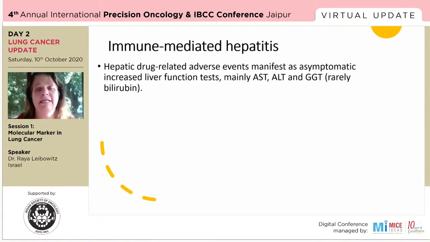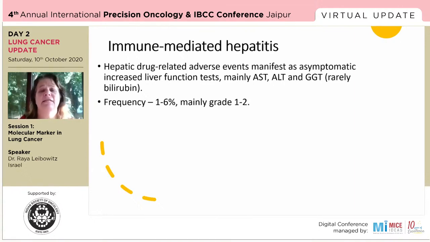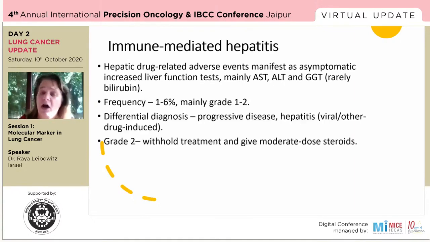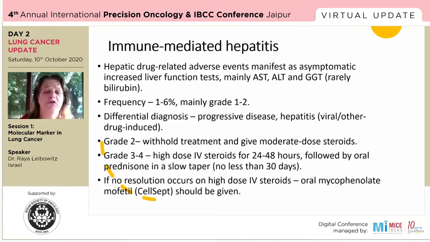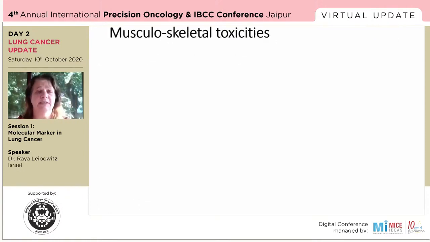Moving forward to hepatitis, and again, sorry that this is sort of a list of so many toxicities in such a short period of time. So hepatitis would mostly manifest as asymptomatic increase in liver function tests, mainly AST, ALT, and GGT. It's not rare, it can happen. And of course, we always have to do our differential diagnosis, such as progressive disease or other causes of hepatitis. And again, the treatment is steroids. And if there's no resolution, then we need to move forward to other immune suppressants.